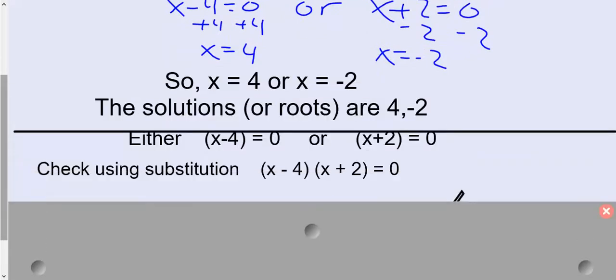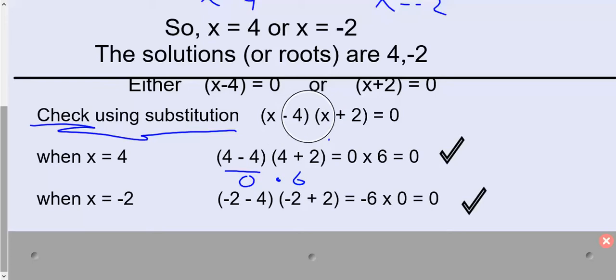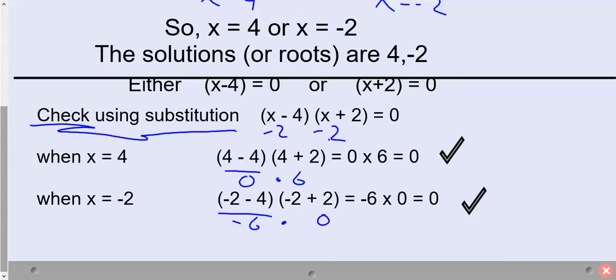Now you can check your answer, and you might see the word roots. You might see the word zeros. To check your answer, check using substitution. You can plug in 4 and you can plug in negative 2 one at a time and see that it works. When I plug in 4 into the original equation, you have 4 minus 4, this part gives you 0. 4 plus 2 gives you 6. 0 times 6 is 0. And then we'll plug in negative 2. Negative 2 minus 4 is negative 6. Negative 2 plus 2 is 0. Negative 6 times 0 is 0. So it shows you that it works.